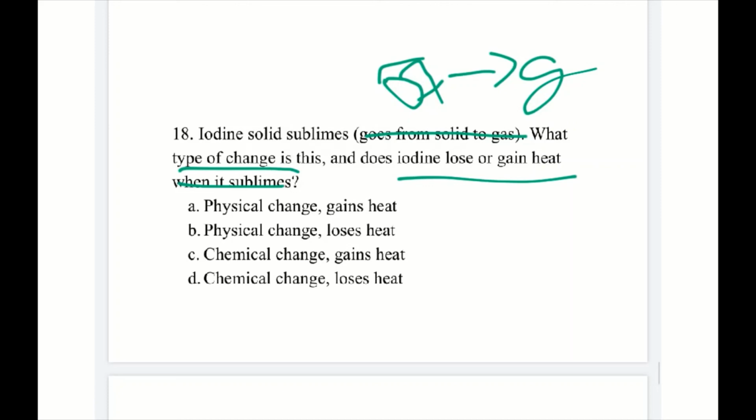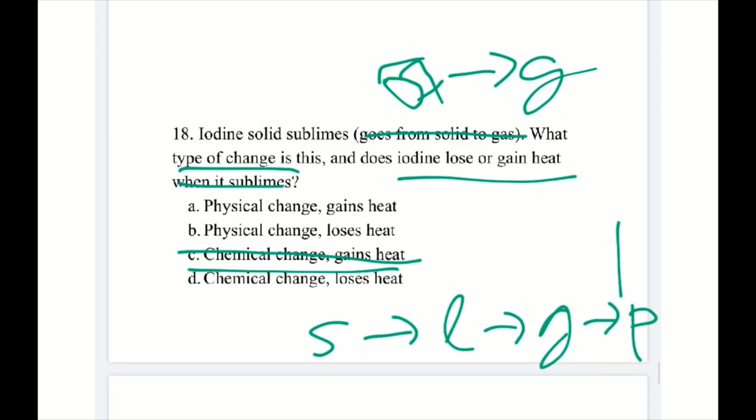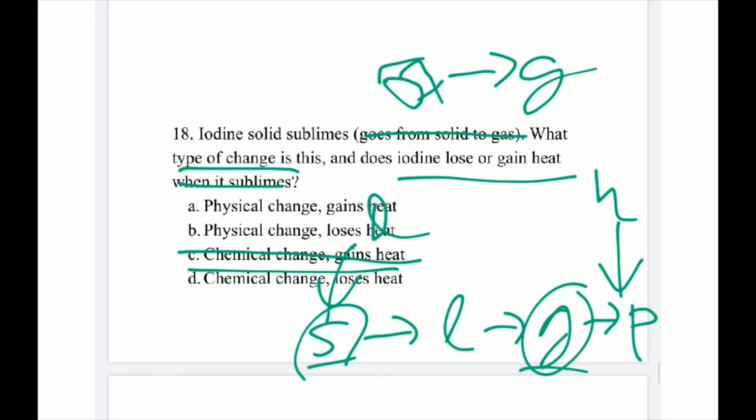So let's think about this. Changing states is a physical change, so C and D are out. And when you go from a solid to a gas, you are gaining energy because remember, the amount of energy inside the states goes as follows, from solid to liquid to gas to plasma. So that's the highest energy and that's the lowest energy. So if you go from a solid to a gas, you are gaining energy because you are going from a lower energy state to a higher energy state. So I'd say that the answer to this question is A.